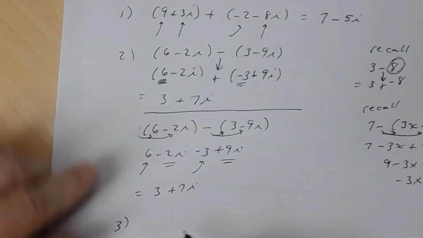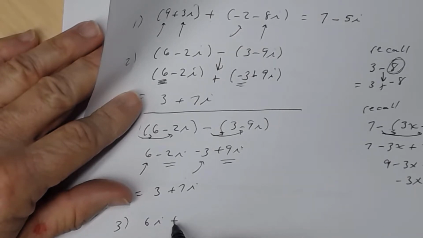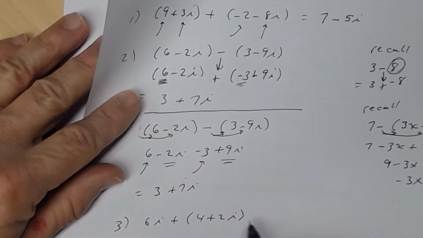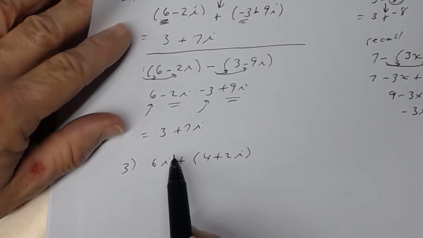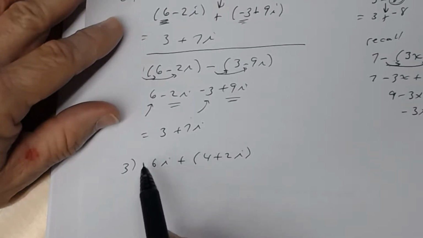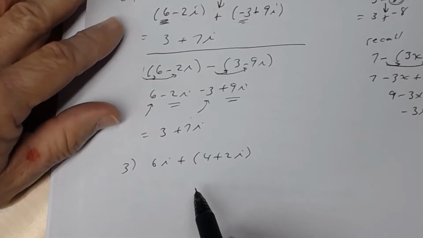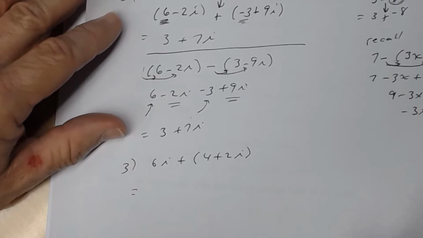Okay, number 3. In number 3, you have 6i plus 4 plus 2i. So again, you're adding these two complex numbers. This complex number is just 6i, and this complex number is 4 plus 2i. And so you're just going to combine your like terms. So I'm going to put it in standard form though.